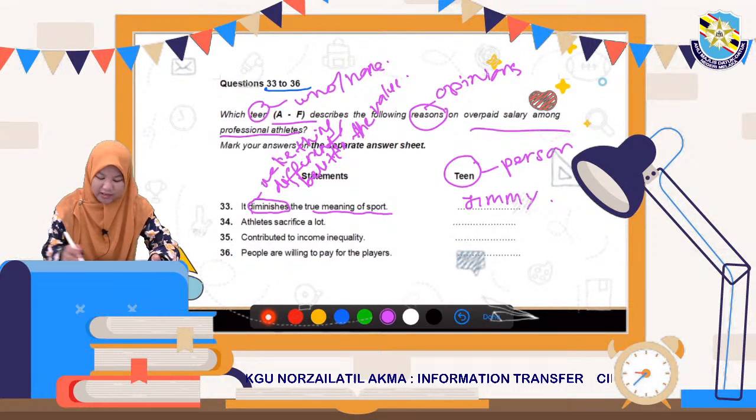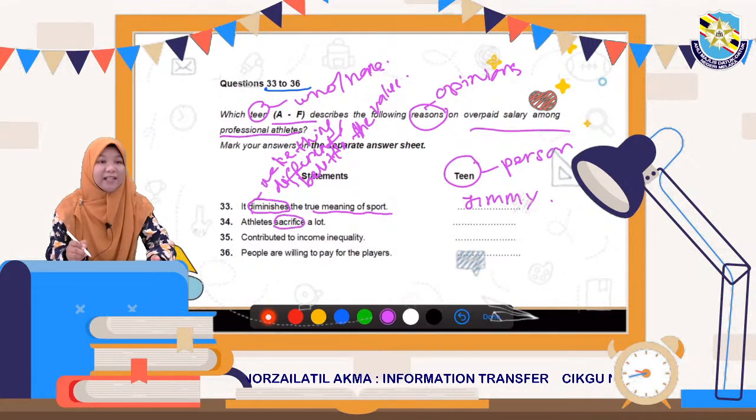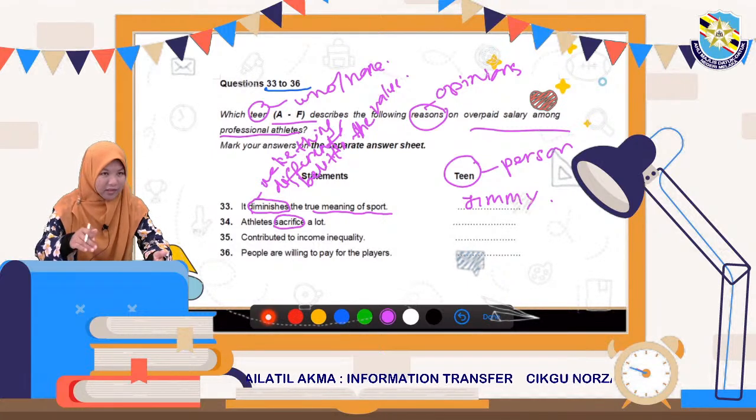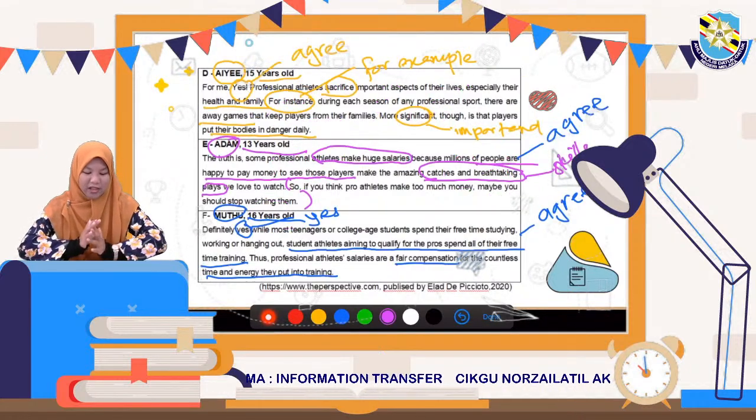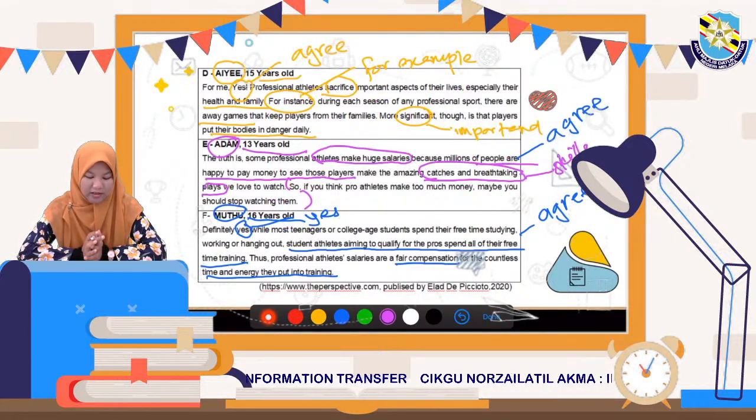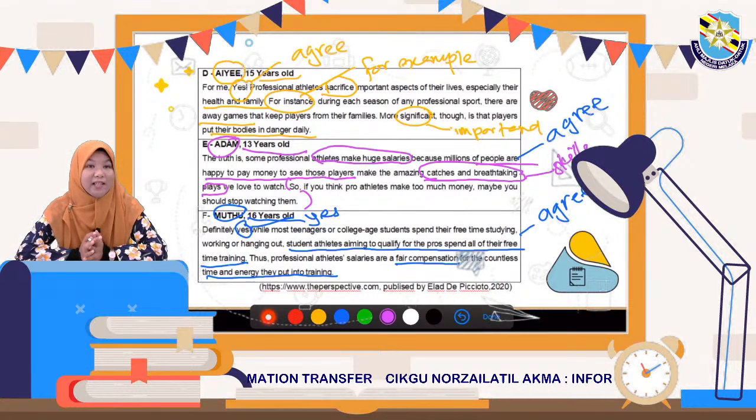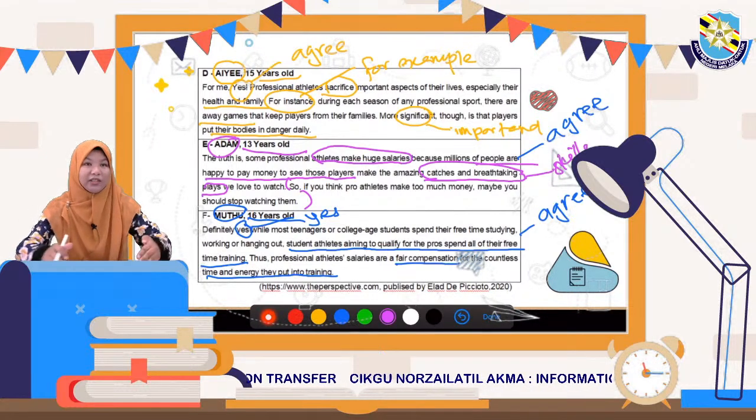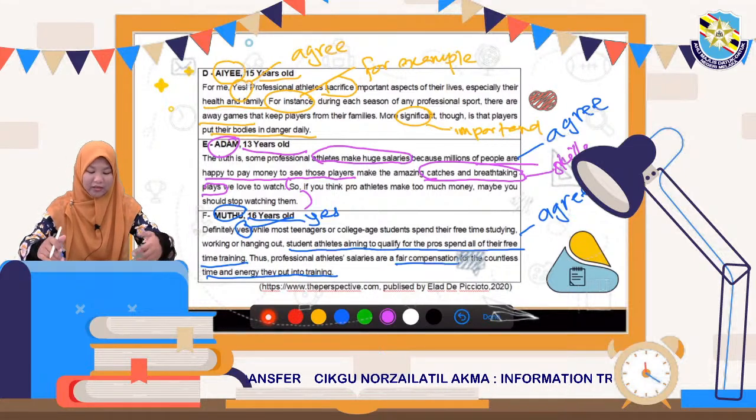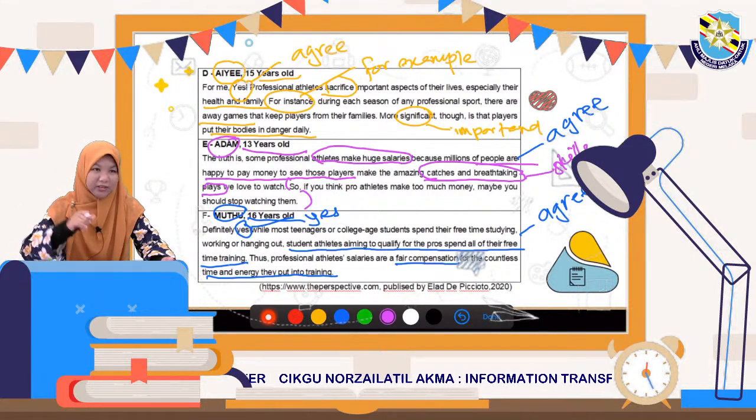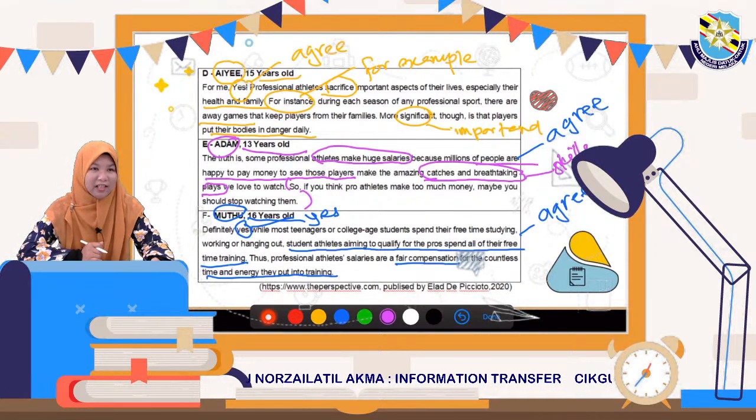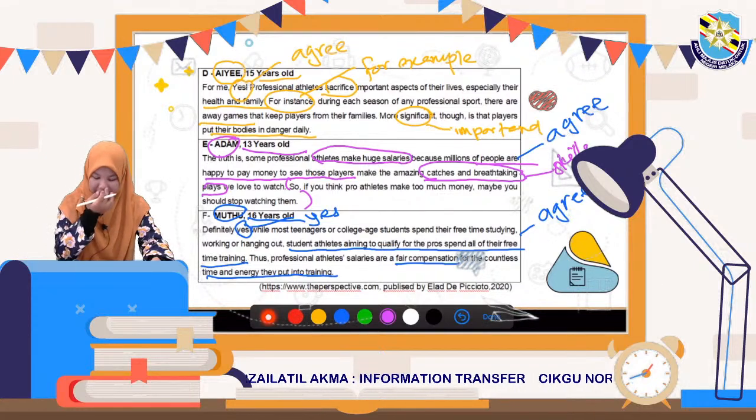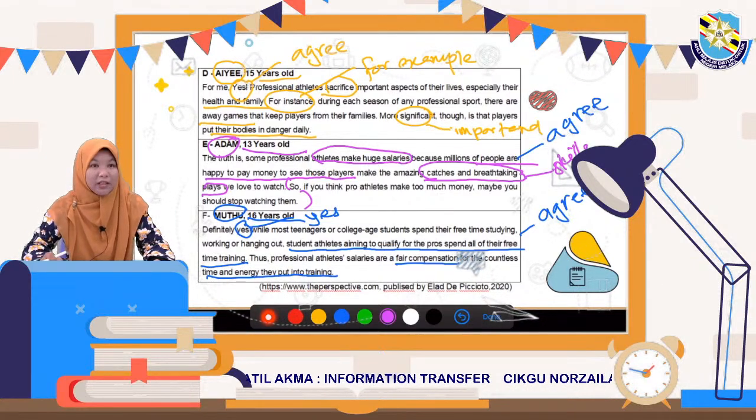Second, statement 34. Athletes sacrifice a lot. See, sacrifice. Let's have a look at the text. Can you see where in the text there is the word sacrifice? It will be in this section, and I also have circled the word sacrifice. Yes, Chiling, for number 33, the answer is Jimmy. Good job. For 34, can you identify the answer?